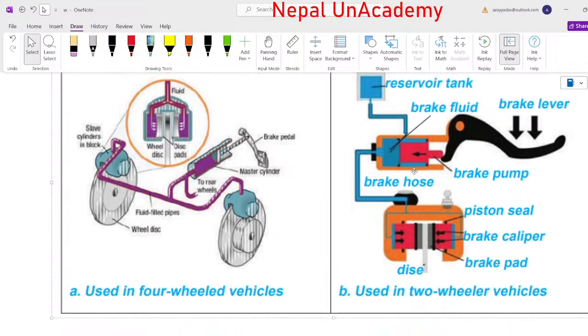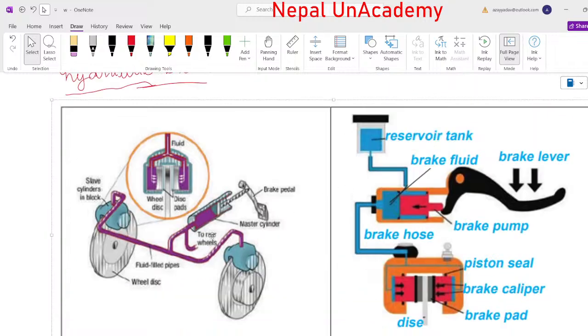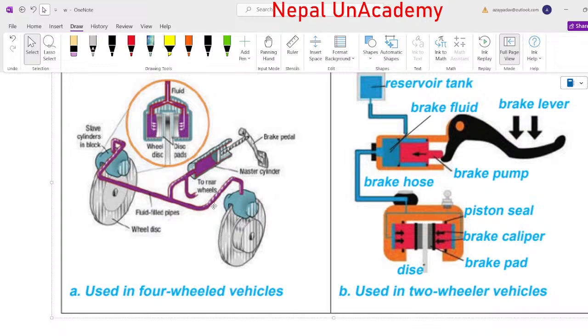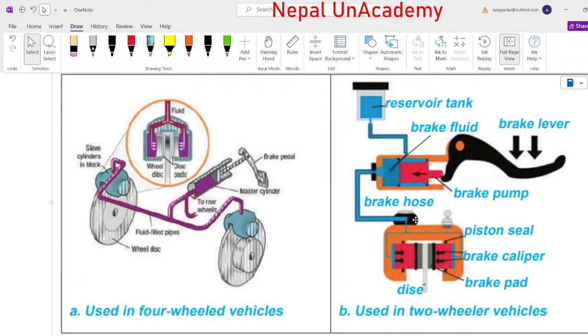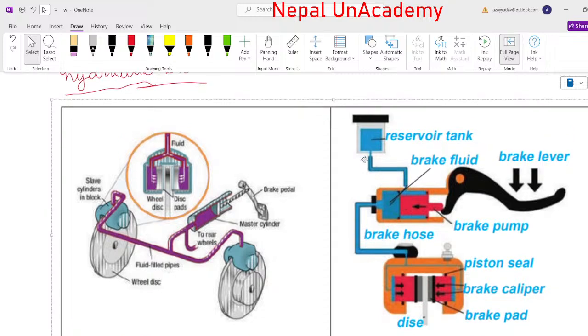It is also used in two-wheelers. This is the four-wheeler hydraulic brake concept, and this is the two-wheeler hydraulic brake concept. So in this figure we can see there is a fluid reservoir tank which is further connected with the brake pump. This piston will move in the left direction to apply a brake. So this brake is just connected with this piston.